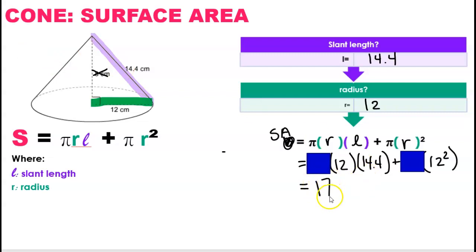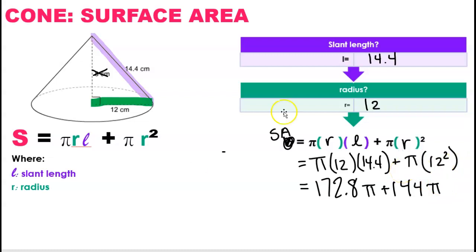Here we go, 172.8. But I had a pi there, right? I had a pi, so I'm going to erase this pi. I'm going to erase that box. I'm going to bring my pi back, okay? Plus, and then I have 12 squared, which I know that one is 144, and I'm going to bring that pi back. Okay, so again, I'm leaving in terms of pi, okay?